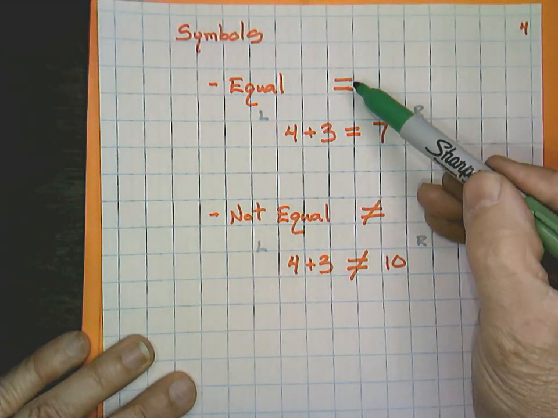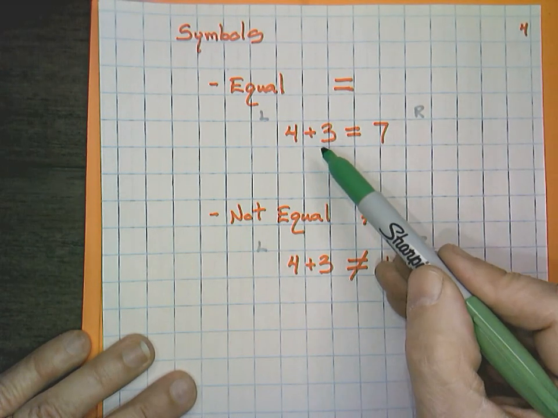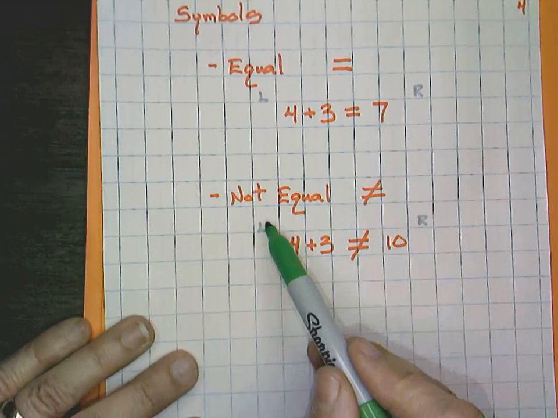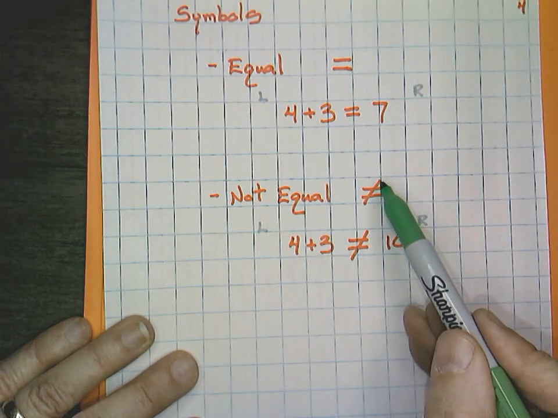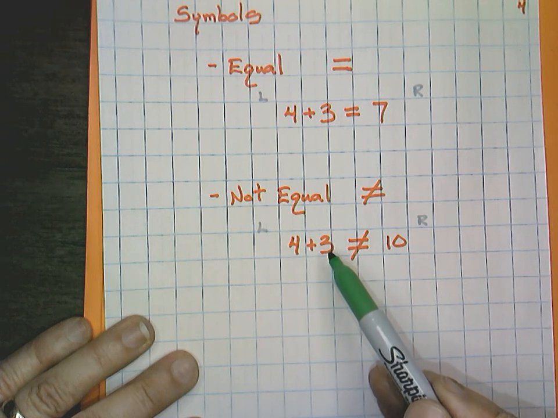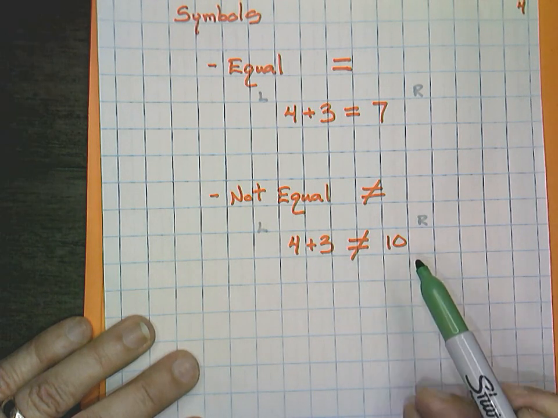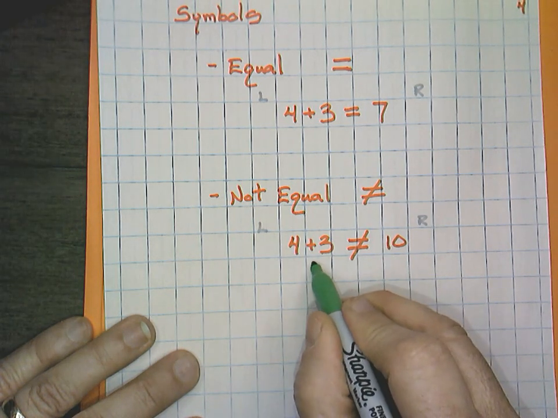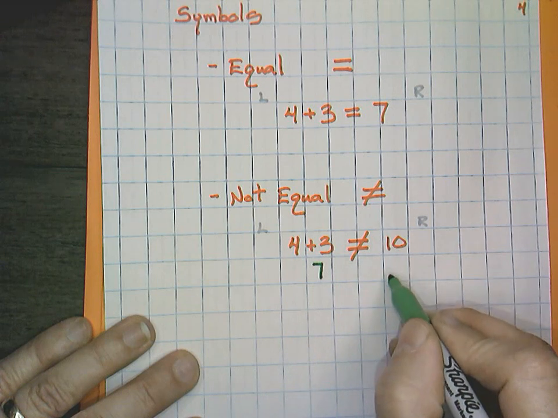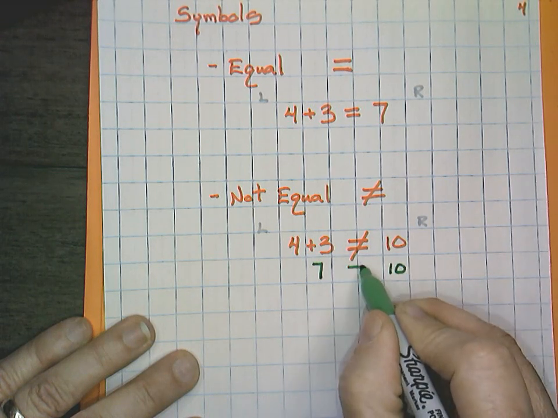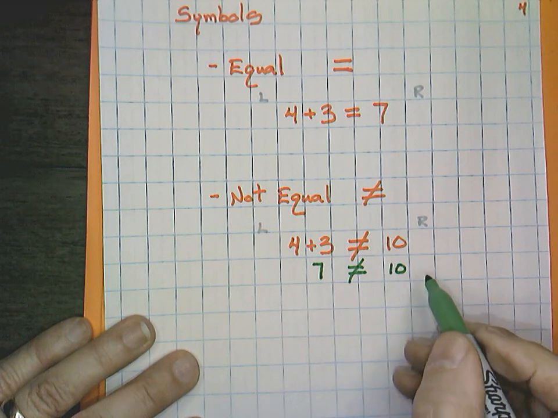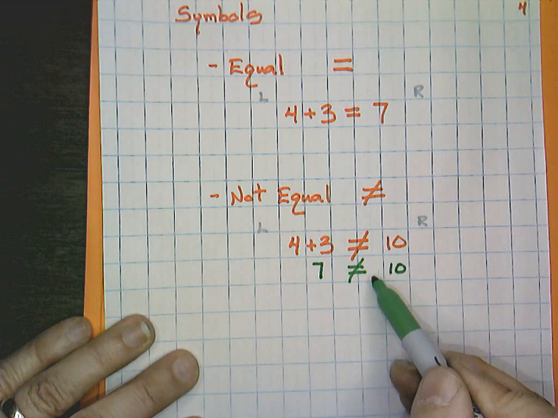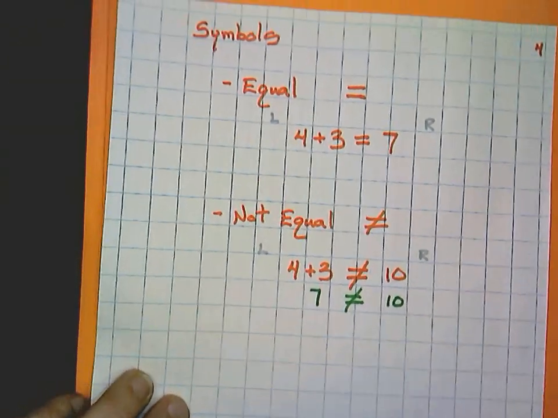Keep in mind our symbols. This is the equal symbol. For example, 4 plus 3 equals 7 in an equation. The not equal symbol has that line going through. For example, 4 plus 3 is not equal to 10. I can prove that by adding this expression. 4 plus 3, that would be 7. And this is 10. And 7 and 10 are not equal. In other words, 7 here on the left is not equal to 10 here on the right.